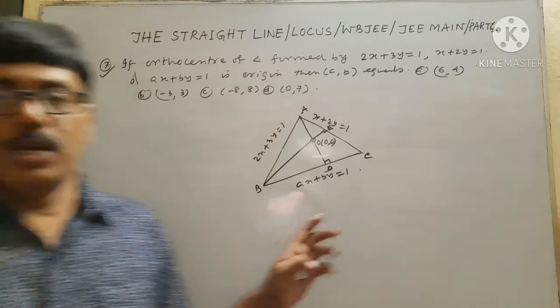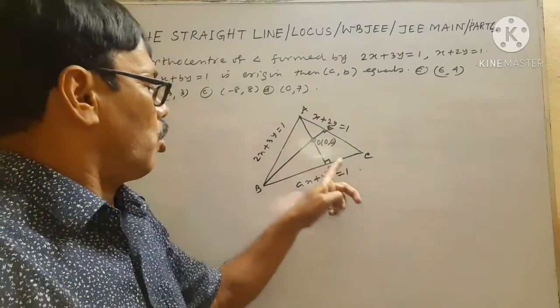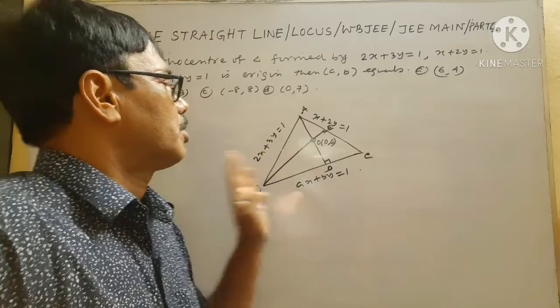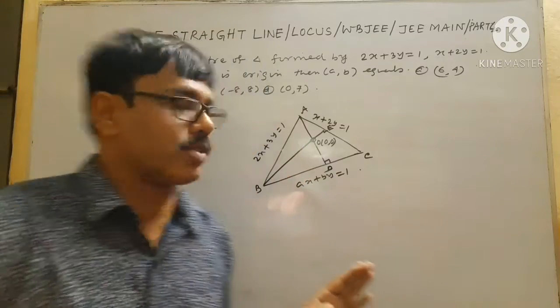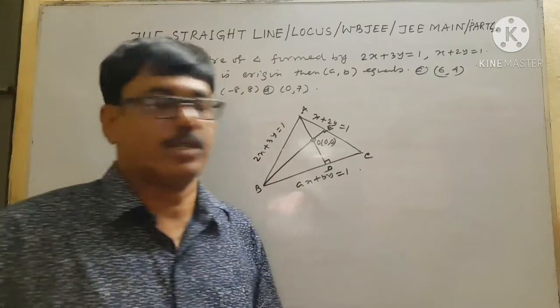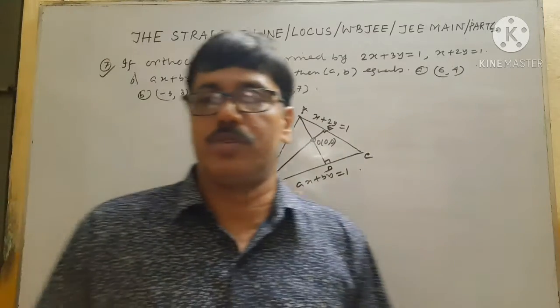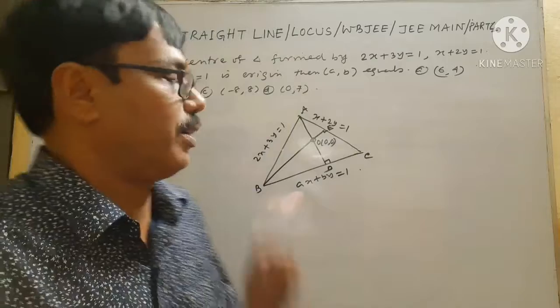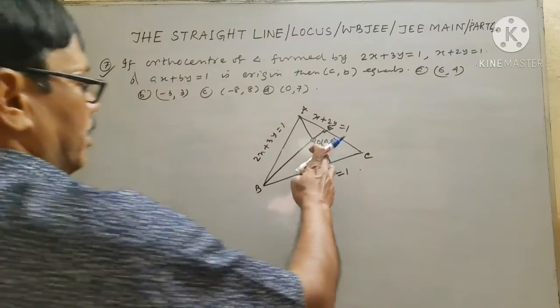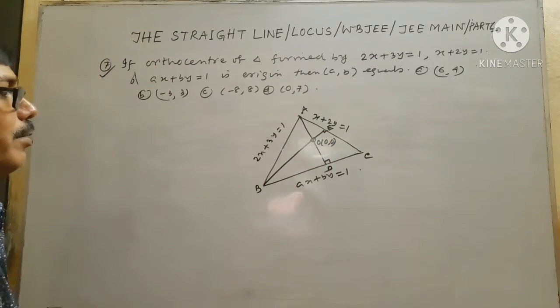So perpendiculars from a vertex to the opposite side are called altitudes. The altitudes meet at a point, and the point of intersection is the orthocenter.